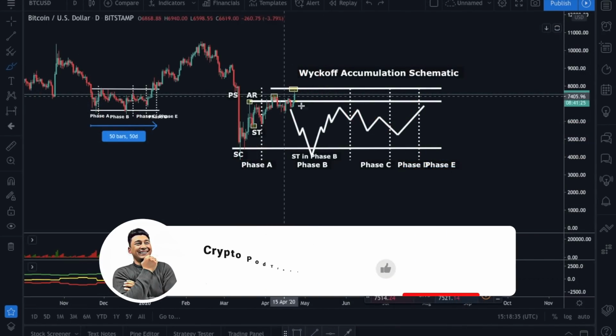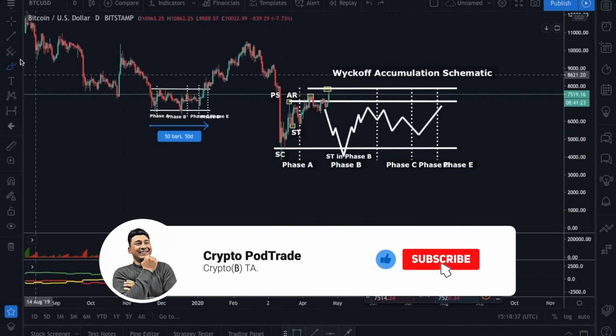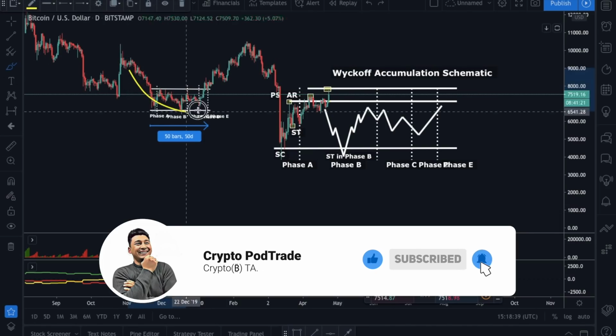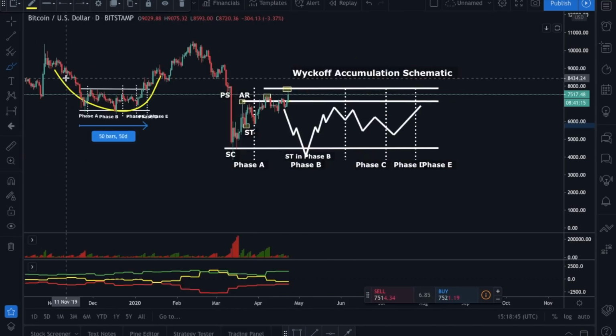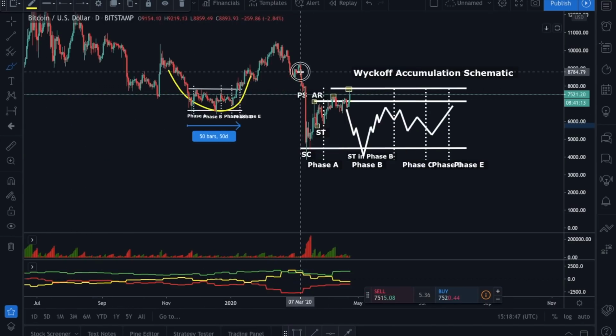And also, another thing I wanted to show you is that we have talked about this Wyckoff accumulation schematic plenty of times in my previous videos. We can see here, right, this was some sort of U-shaped recovery here as well, right? This U-shaped recovery, that's what we want to see, not this V-shaped recovery.